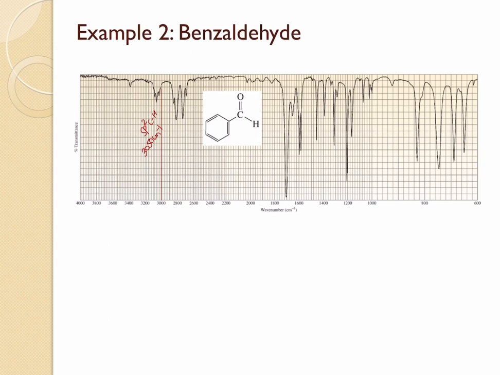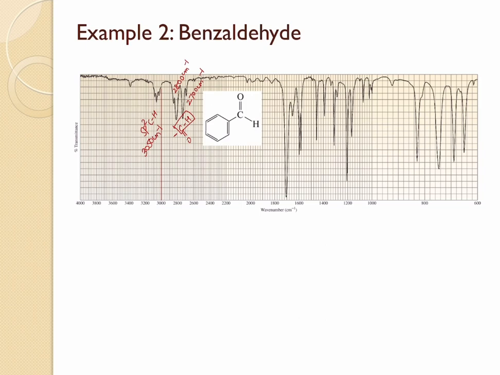So next is when you go in this region. This is about 2800 and 2700. So there are two peaks around that region. That's going to correspond to the sp2 carbon hydrogen stretch present in an aldehyde. So this is going to be the carbon hydrogen stretch that is present in an aldehyde. One is around 2800 centimeter inverse and the other one is around 2700 centimeter inverse.